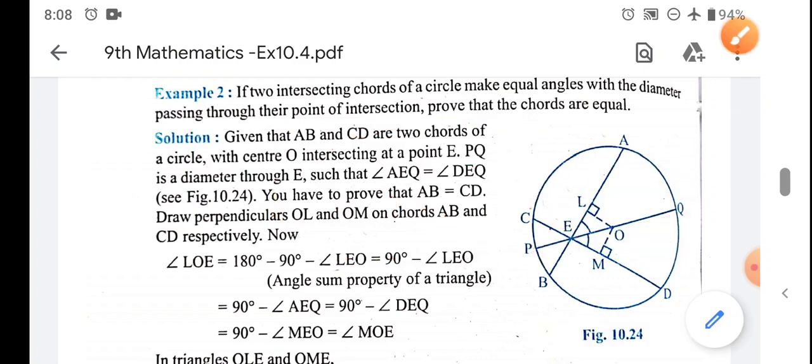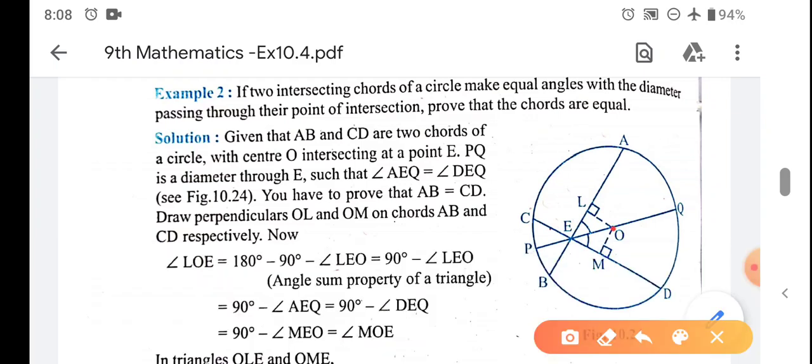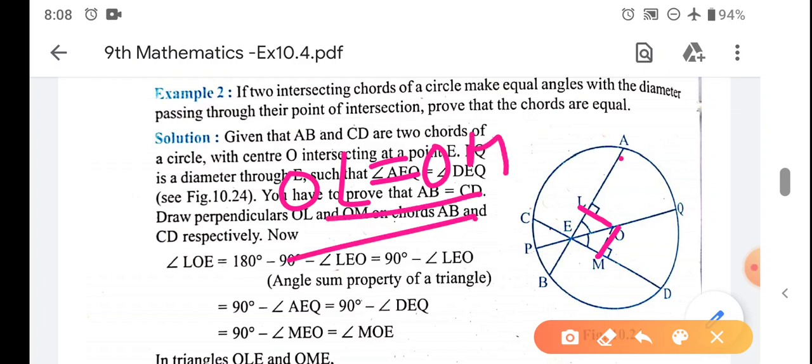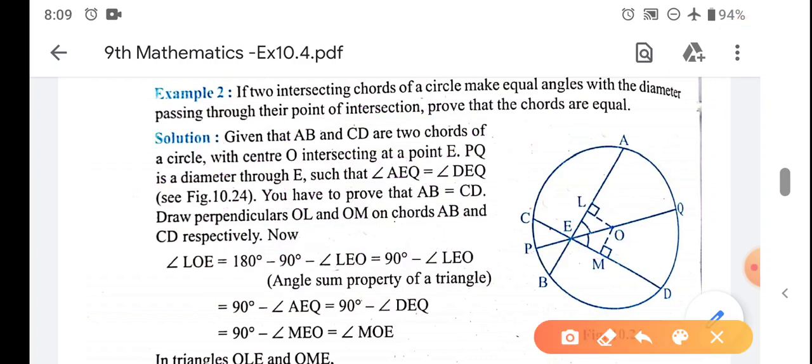So you know very well, we have just now studied the theorem. The theorem is that if the perpendicular distance from the center is the same, the chords will also be equal. It means you just have to make these distances equal. If you make these distances equal, then the perpendicular distance from the center is equal, so by the converse of the theorem, you can say that AB is equal to CD. So what is the task? The task is to make OL equal to OM. And for making this, you have to prove these two triangles congruent. And for making the triangles congruent, we need three things to be equal.